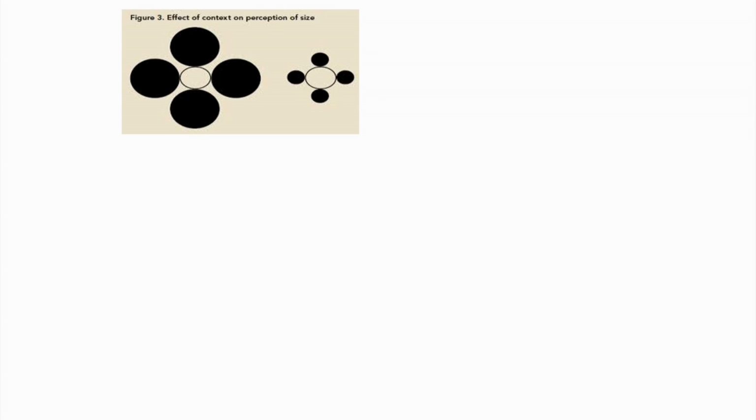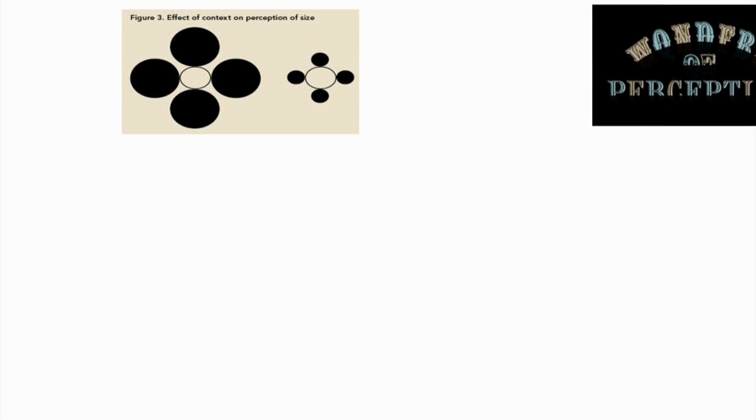But amazingly, the size of both the circles which are at the middle is the same. The reason is that the one on the left is surrounded by bigger balls, and in the context of that the circle in the middle appears smaller, whereas it is not. And on the right, since we have smaller balls surrounding the circle, it seems to be different. So, the context, where an object is in the environment, has a lot to do with perception.